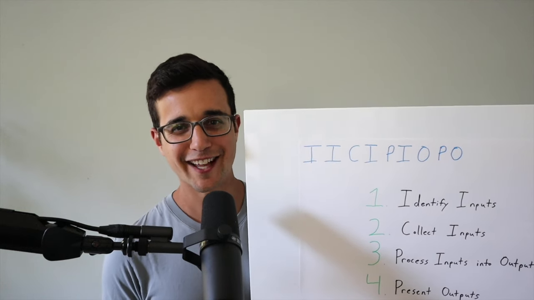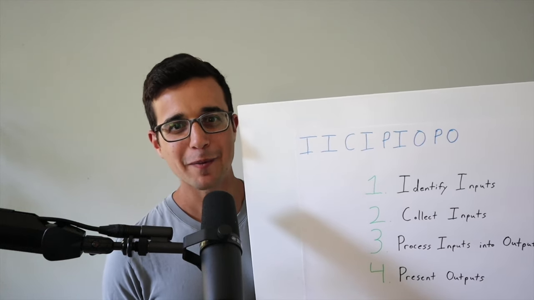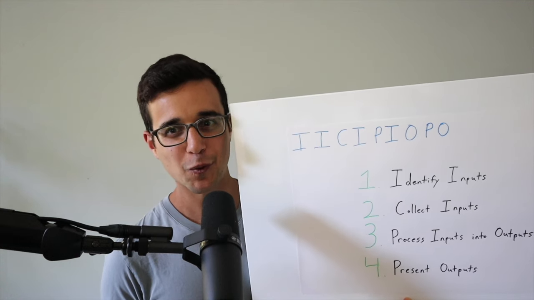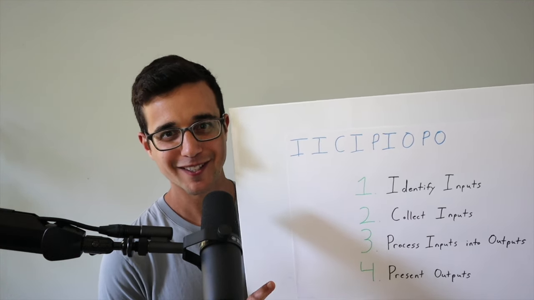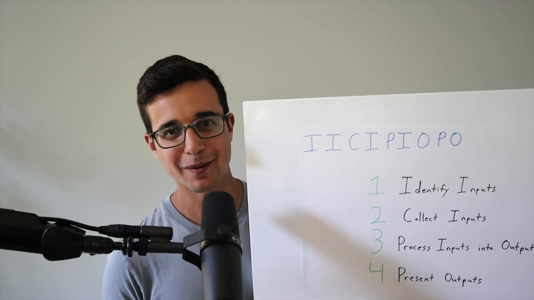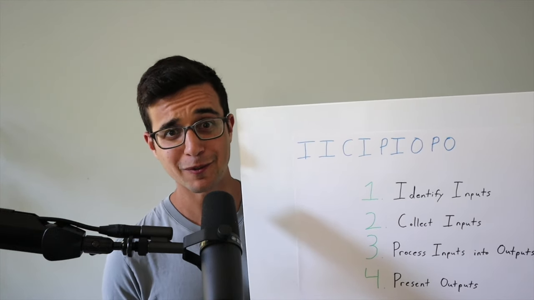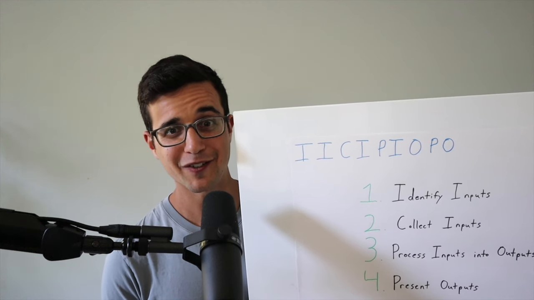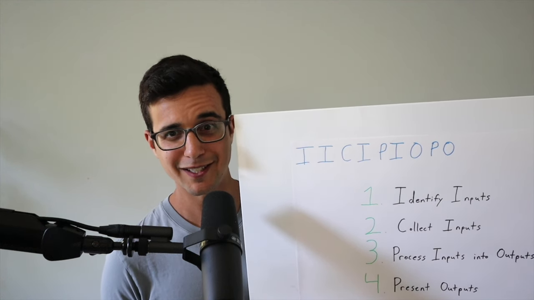I promise this is the last of these terrible slides, but my process for reducing toil involves four steps. Identify inputs, collect inputs, process inputs into outputs, and present outputs. And it has the great abbreviation or acronym of IKIPIOPO.